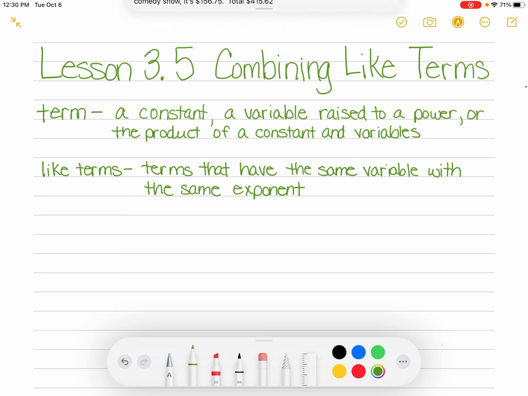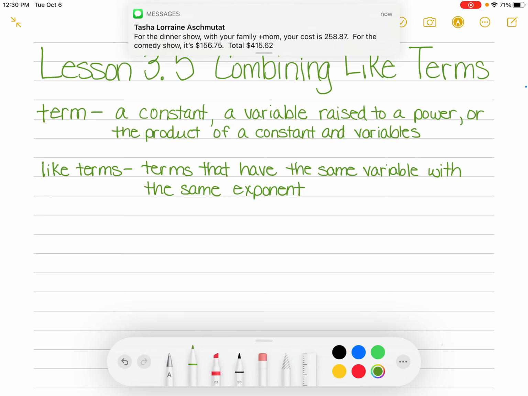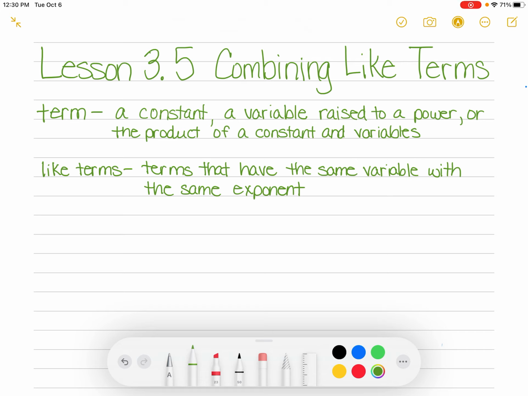Okay, so now if you need to go ahead and pause it to finish that, then go ahead. Okay, we're going to write out an expression. Remember expressions are just with the constants and variables. So if I have this expression, 3x minus 4y plus 5x, let's talk about what the terms are.